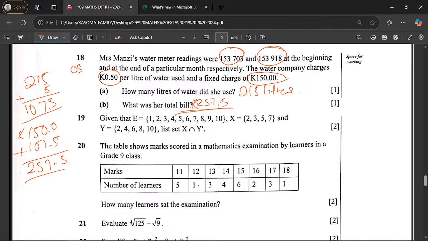Okay, now we come to question 19, which is: given that the universal set E is 1 2 3 4 5 6 7 8 9 10, X is equal to 2 3 5 7 and Y is equal to 2 4 6 8 10. Then the question is: list set X intersection Y complement. Tough one.